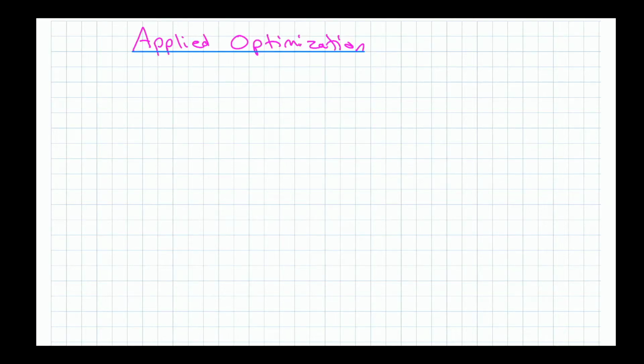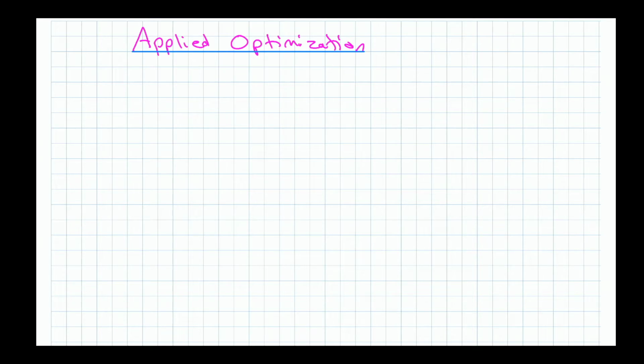Hello everybody. What we're going to be looking at today is applied optimization. So good news and bad news about this. The good news is that it doesn't require you to learn any more math than you already know. The bad news is that these problems are pretty challenging really. We'll learn how to do a bunch of them and you'll take that with you to other classes. They expect you to know the basics of this when you go to future calculus classes.